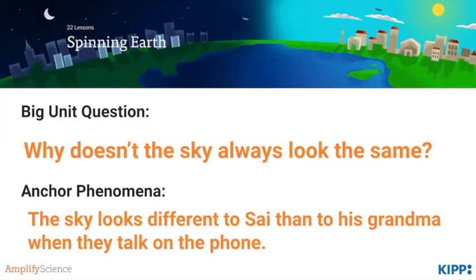The big question for this unit is, why doesn't the sky always look the same? And the anchor phenomenon for this unit is focused on how the sky can look different to different people at the same exact time because they're on different parts of the Earth.